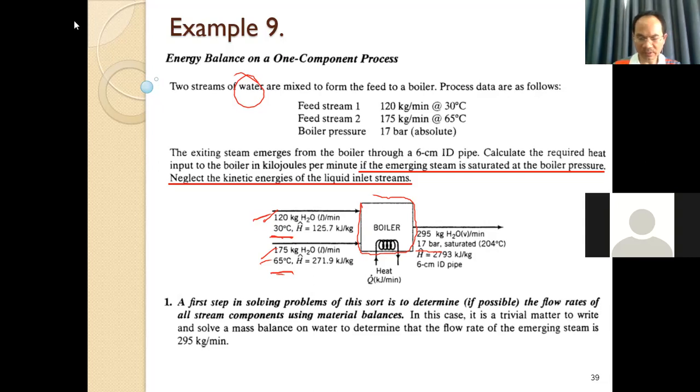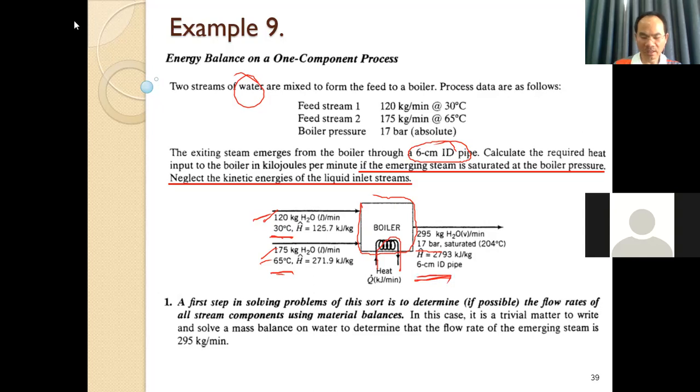the steam boiler, and the diameter of the pipe. Calculate the heat input, because for this boiler we need the heat input to the system. That's right, we have to heat the boiler. We know the outlet pipe diameter.